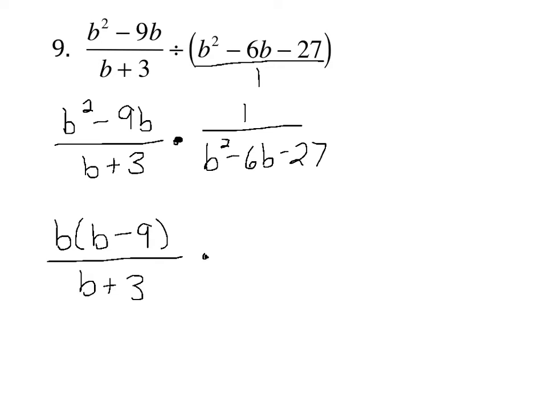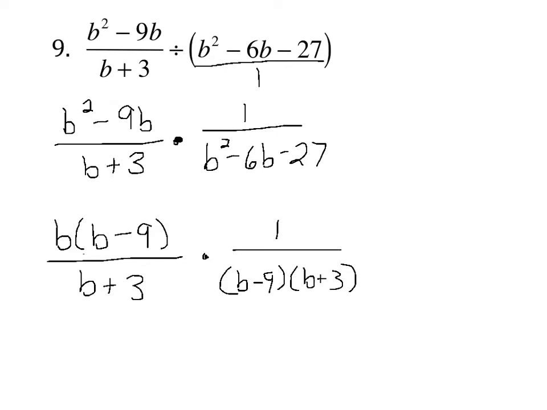And for the second one, we need to factor with two parentheses and find two numbers that multiply to negative 27 and add to negative 6. So 9 and 3 multiply to 27, and we'll need a negative 9 and a positive 3 to add to negative 6. Then we can see what we can cancel.